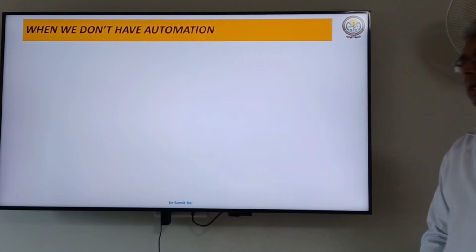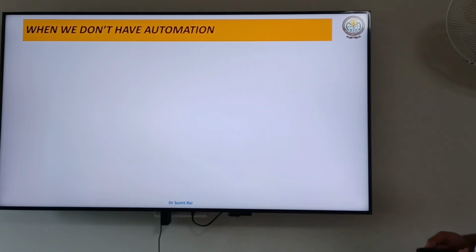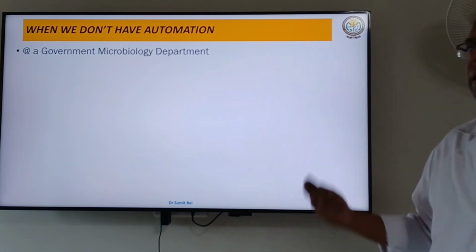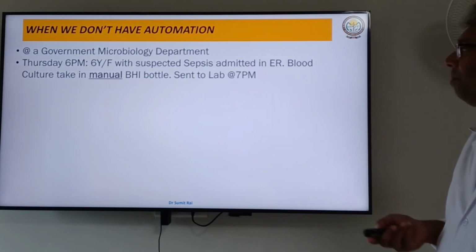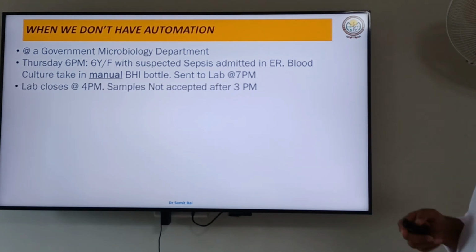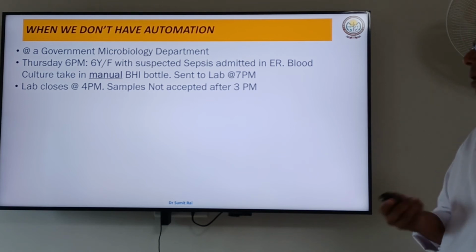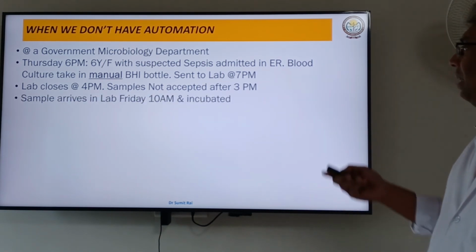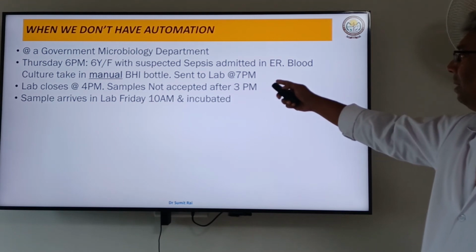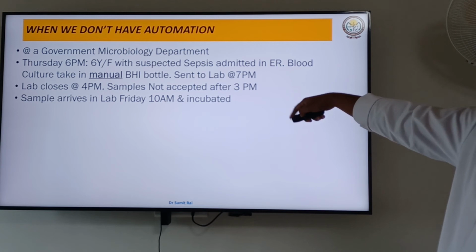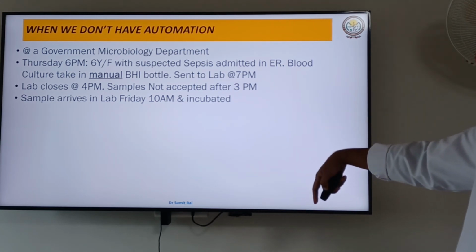Now the question arises: when we do not have automation, can you still implement the principles and practices of antimicrobial stewardship? This we all have witnessed. I have said this again and again: in government hospitals, we get manual blood culture bottles during off-duty hours, when no technician or resident is available. We try to do the manual processing, and let us say the bottle is sent to the lab at 7 p.m. but the lab closed at 4 p.m. and samples are not accepted after 3 p.m. That is what I have witnessed in many government medical colleges.